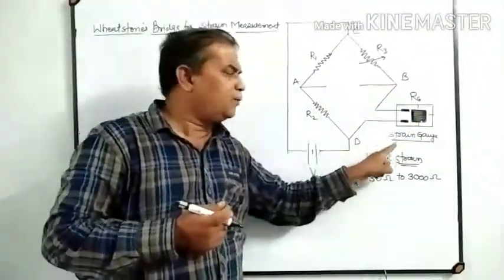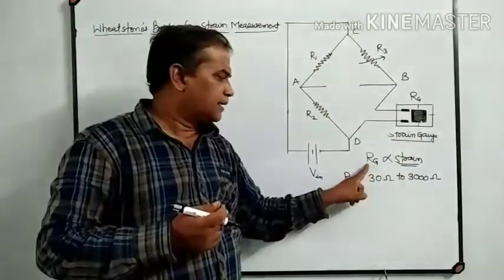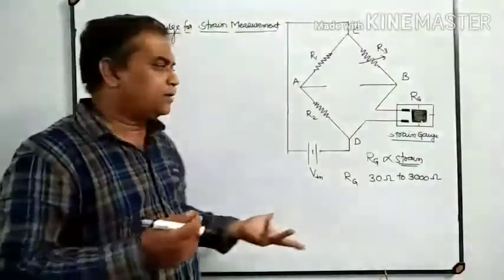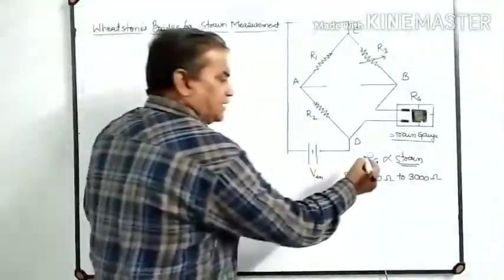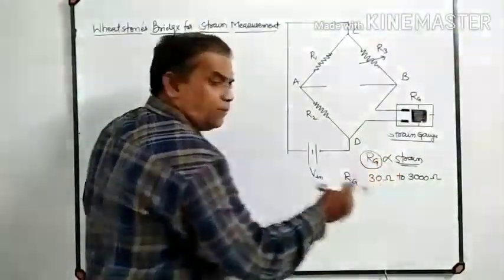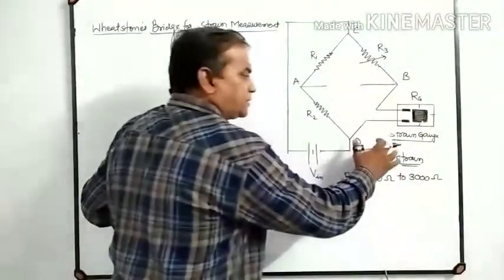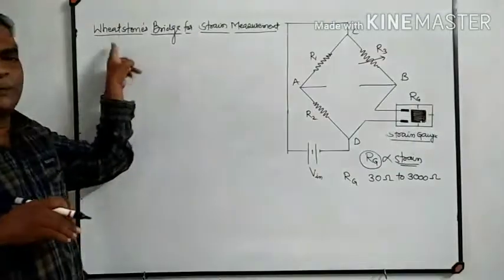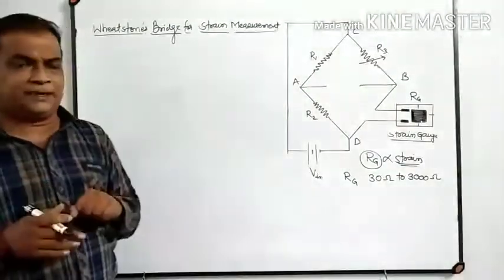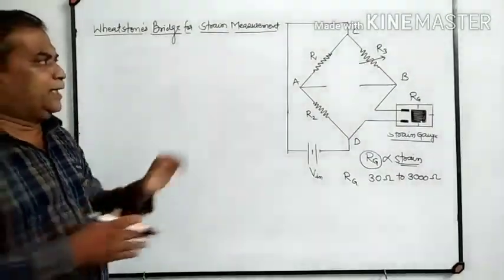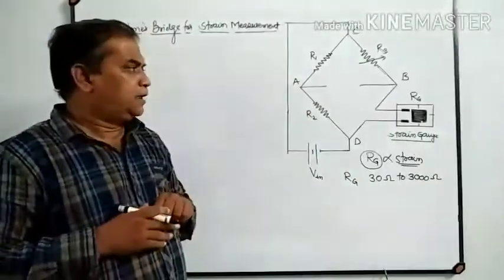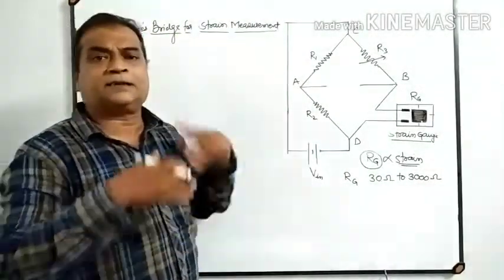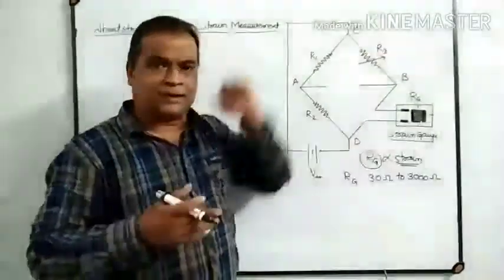Due to small variation in strain, the resistance of that device also changes by a small amount, and in order to measure a small variation in resistance of a strain gauge with greater accuracy, always make use of Wheatstone's bridge. So in this circuit I have shown how to make use of Wheatstone's bridge in order to measure the strain which is acting on the strain gauge.